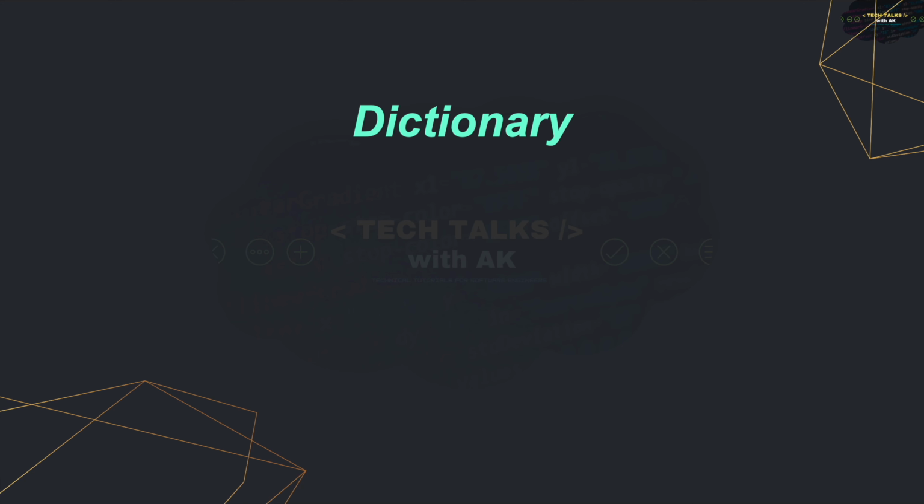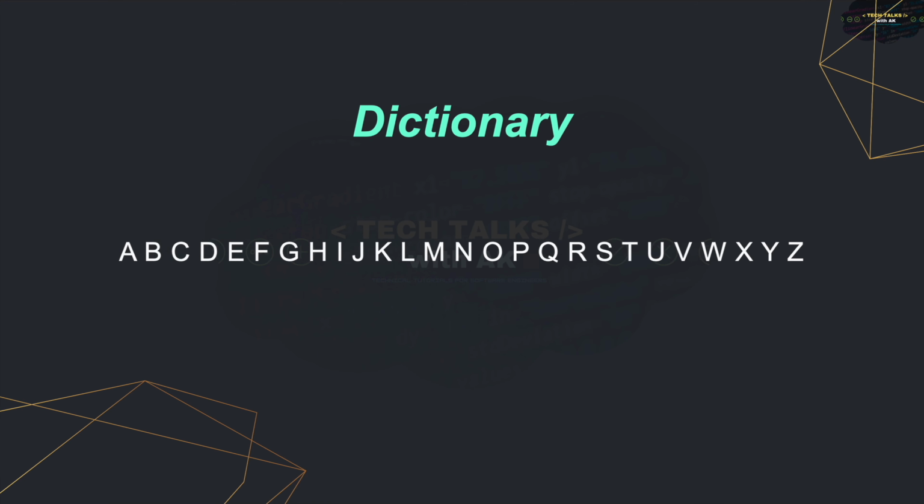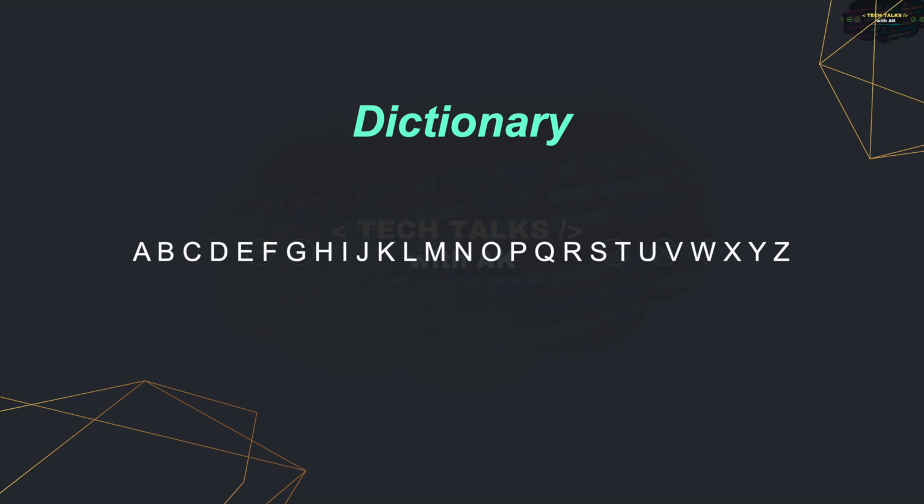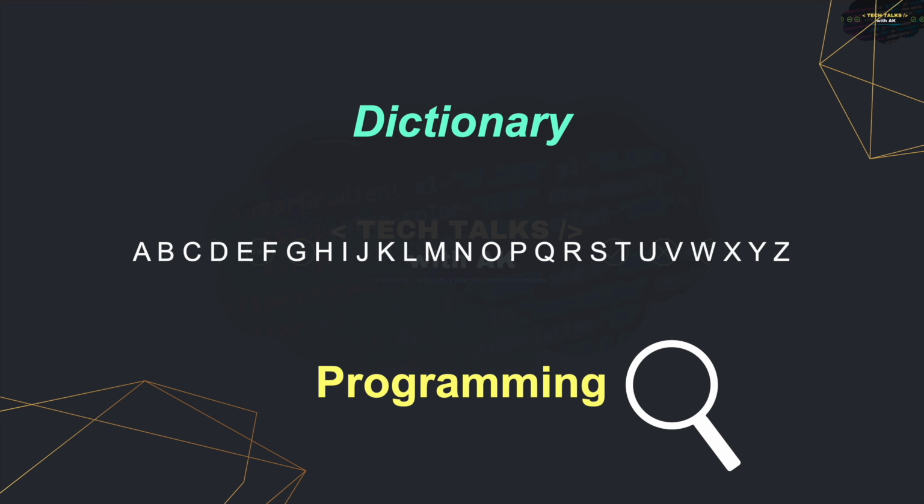Let's take a real life practical example of binary search. If you had a physical dictionary and you wanted to find a single word in that dictionary, you would find it by doing binary search, probably without even realizing it. Let's say that you are looking for the word programming in your dictionary. You would open up the dictionary to the middle and you will notice that you are in the M section.